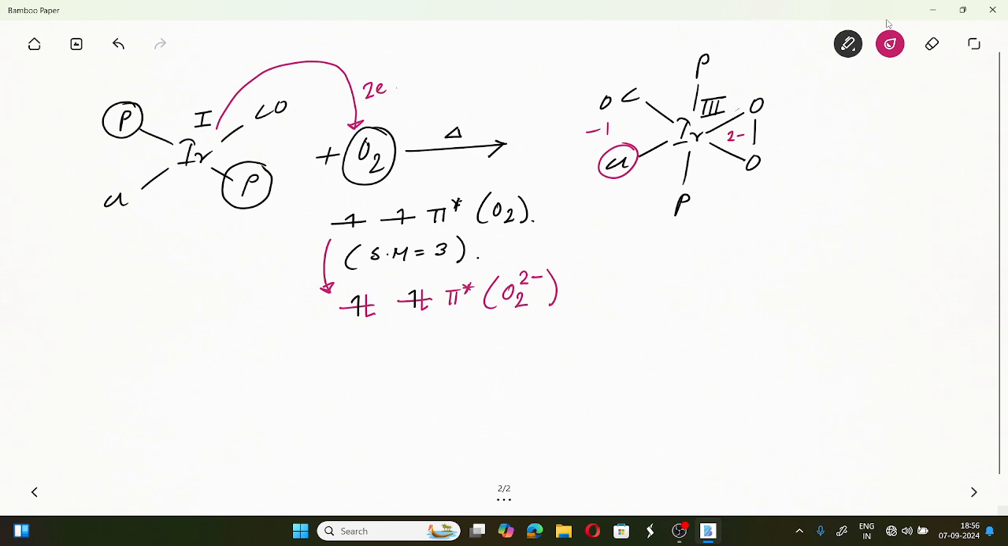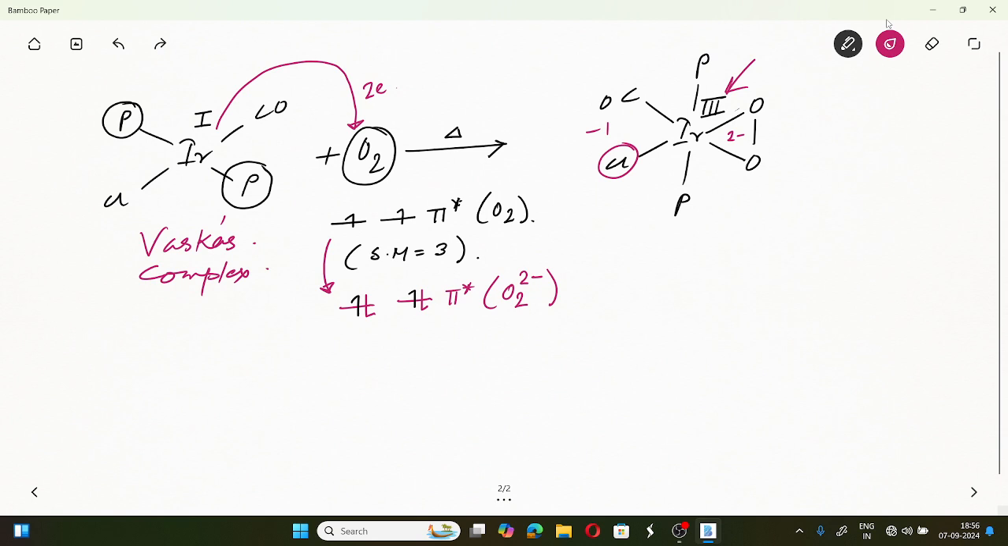This type of complex is formed, and that is why we say that Vaska's complex behaves as a synthetic oxygen carrier. And look, this is a case of oxidative addition: oxidation of the metal center along with addition of molecular oxygen in the form of peroxide. So this is a very important example of an oxidative addition reaction.